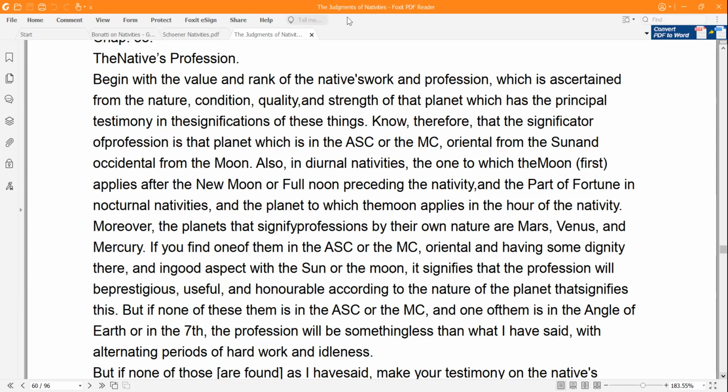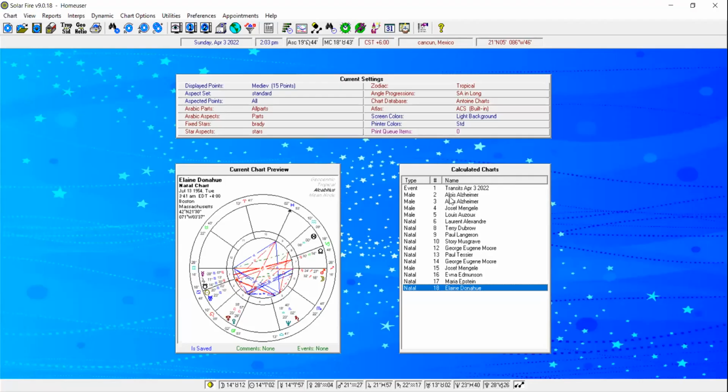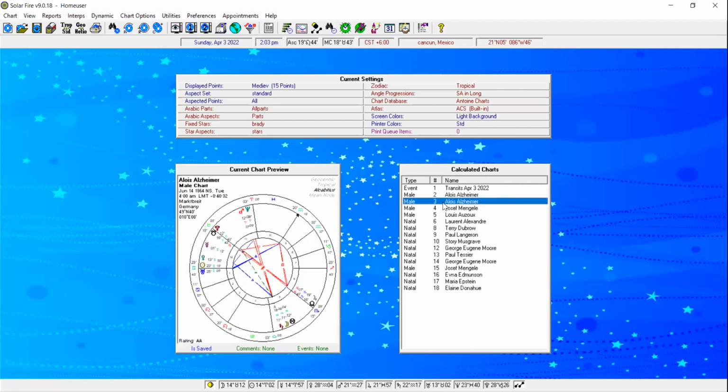Sorry, just a question. If the new moon happened before birth, do you take that one? Do you count from there? So we always count from the previous. Basically, the first thing we do is figure out the relationship between the sun and the moon. So I'm going to answer your question the long way.